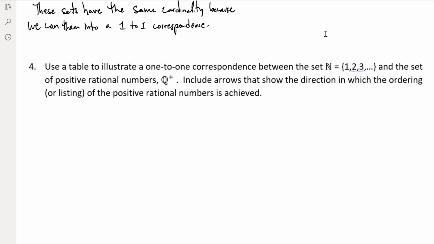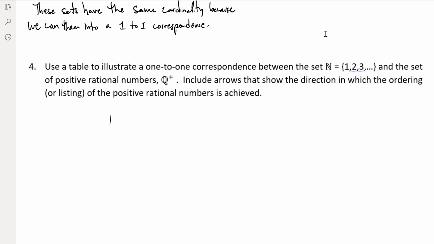So let's just show that the positive rationals are countable, that there's a one-to-one correspondence between them and all of the natural numbers. So it says include arrows to show the direction in which the ordering or listing of these positive rational numbers is achieved. In other words, what's number 1, 2, 3, and 4, and so on in our correspondence, or in the mapping to the natural numbers. So the table that we make looks like this.